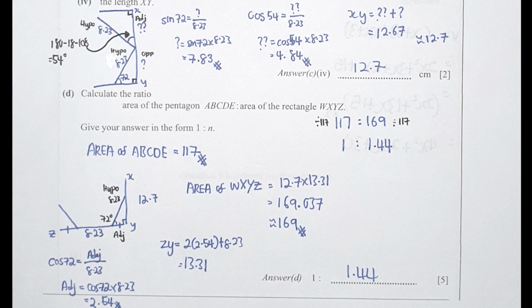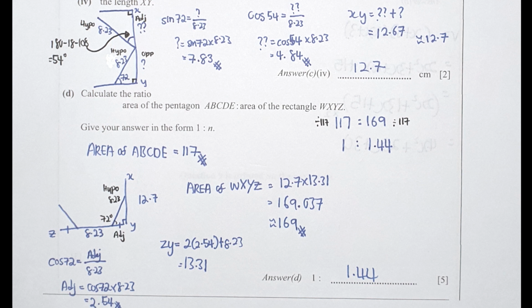Calculate the length of XY. So you can look at my illustration over there. I'm trying to find BY first. So for BY, I use sine 72 equals BY over 8.23. BY's value will actually be 7.83.